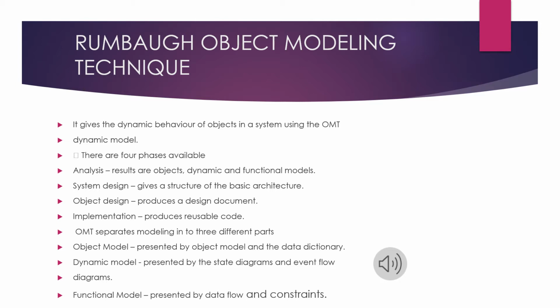System design gives the structure of the basic architecture. Object design produces a design document. Implementation produces reusable code. OMT separates modeling into 3 different parts. The object model is presented by the object diagram and the data dictionary. The dynamic model is presented by state diagrams and event flow diagrams. The functional model is presented by data flow and constraints. These are the Rumbaugh object modeling technique.